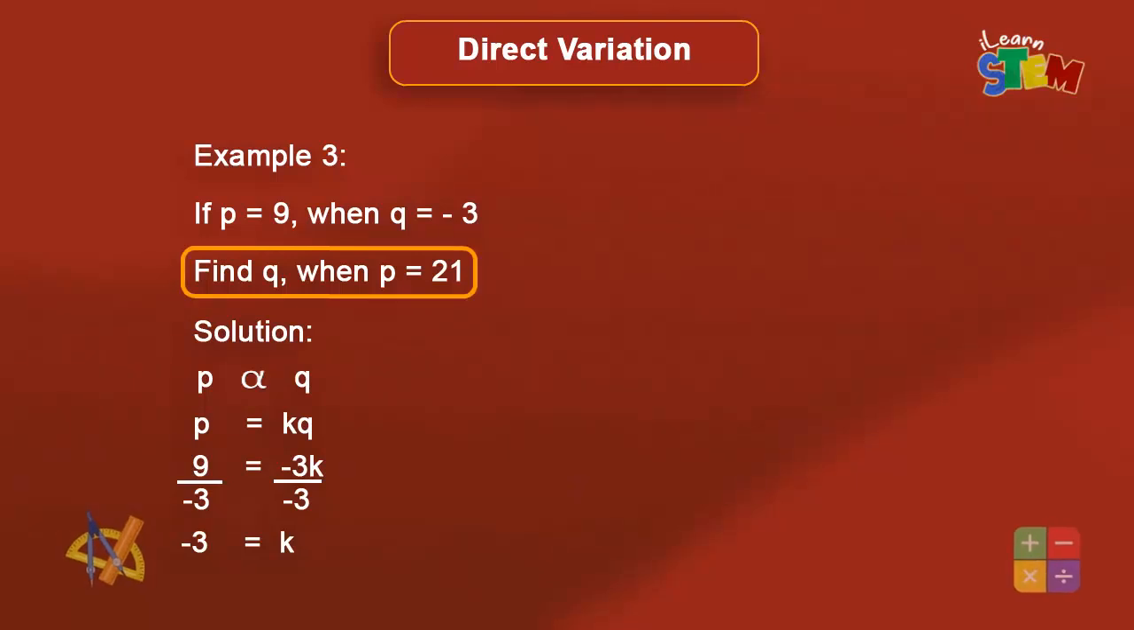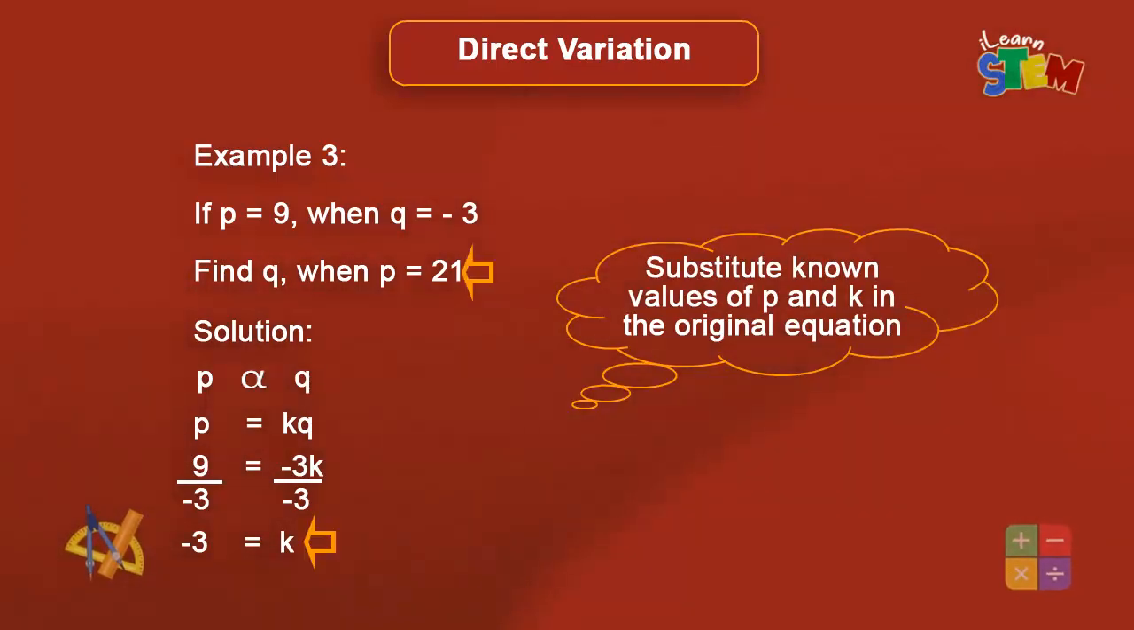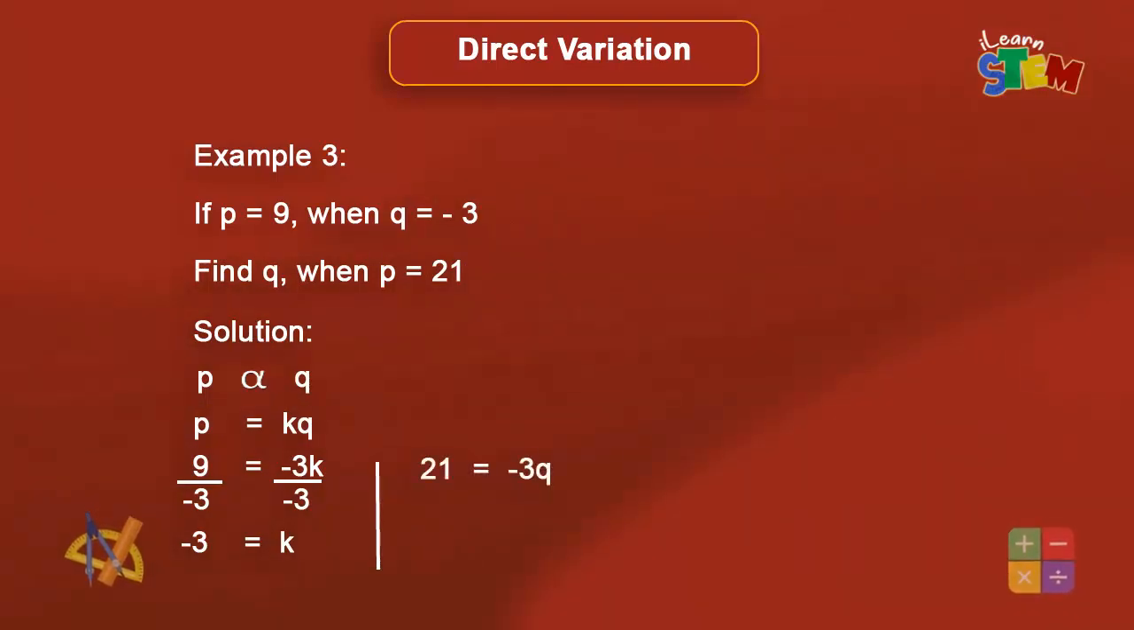Now, to find q, when p equals 21. We substitute known values of p and k in the original equation. So, 21 equals minus 3q. Solving for q, we divide both sides by minus 3. Minus 3 goes into minus 3q, leaving us with q. And minus 3 goes into 21 to give minus 7. Therefore, q equals minus 7. That's amazing. Let us now do some practice.